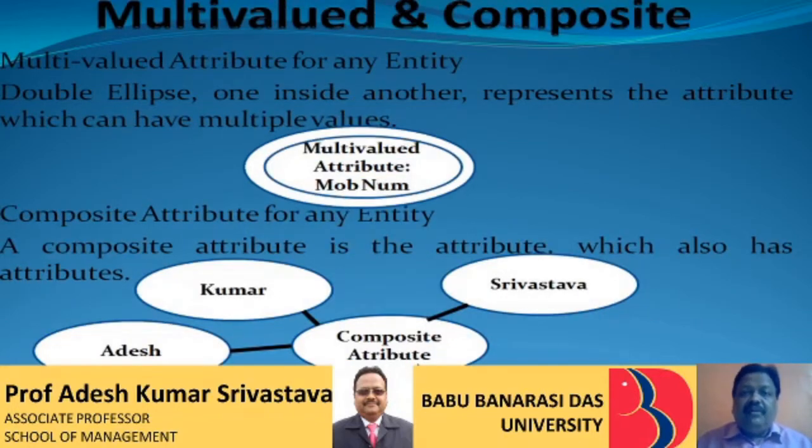Now, multi-valued and composite attributes. Multi-value attribute for an entity: a double ellipse, one inside another, represents an attribute which can have multiple values.